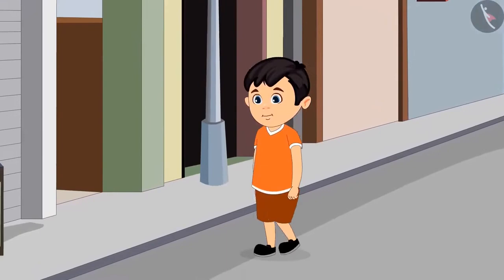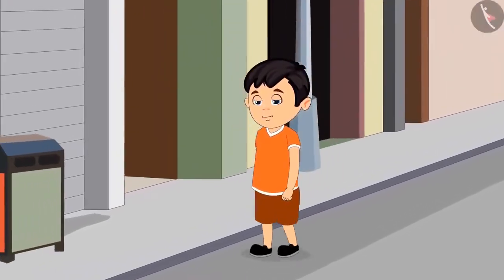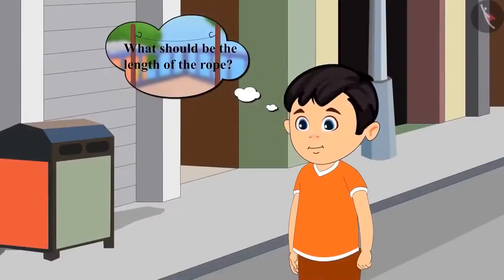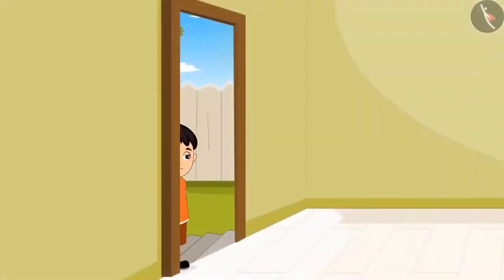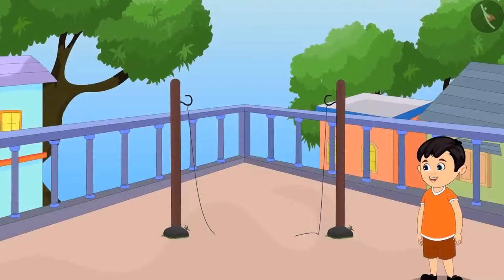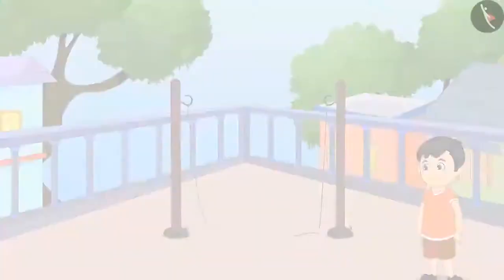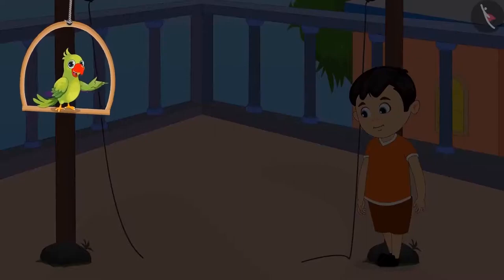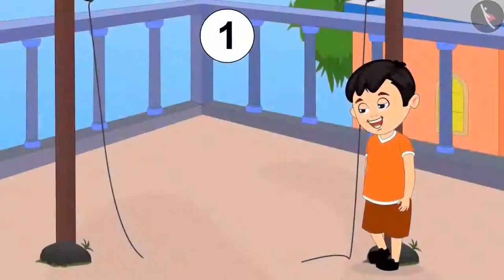But he remembers on the way that he does not know the length of the rope he has to buy. He comes back home again. I will do one thing. I will measure the distance between the two poles using my foot. According to the distance, I will bring the rope. Chotu began to count with his foot.